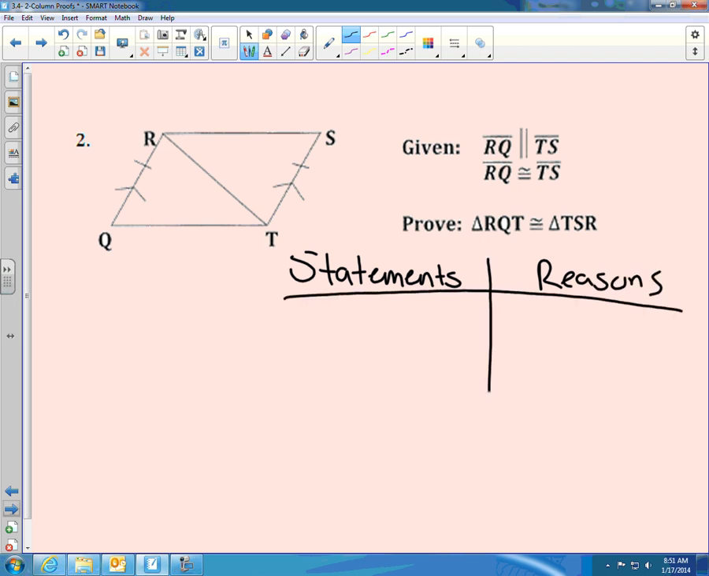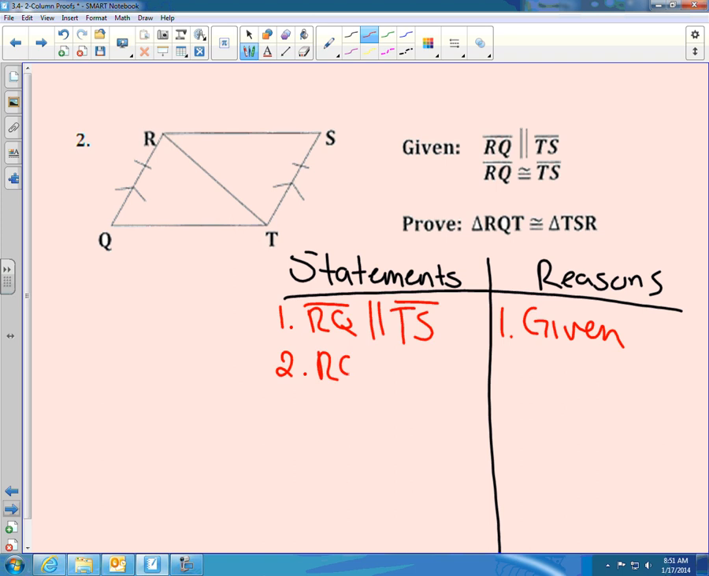So statements and reasons. Our first ones, again, are very easy. Statement 1 is RQ is parallel to TS, and it's given. And 2 is our other given statement, RQ is congruent to TS.